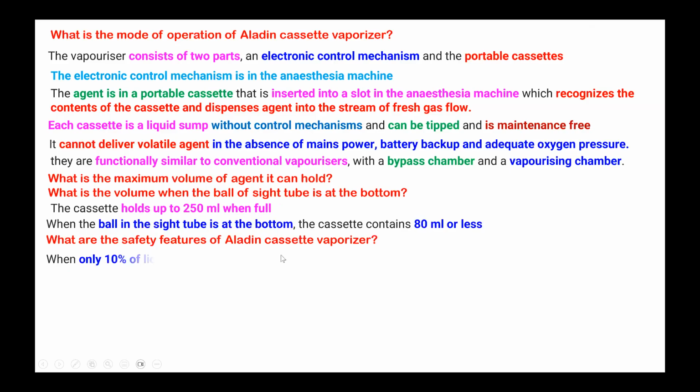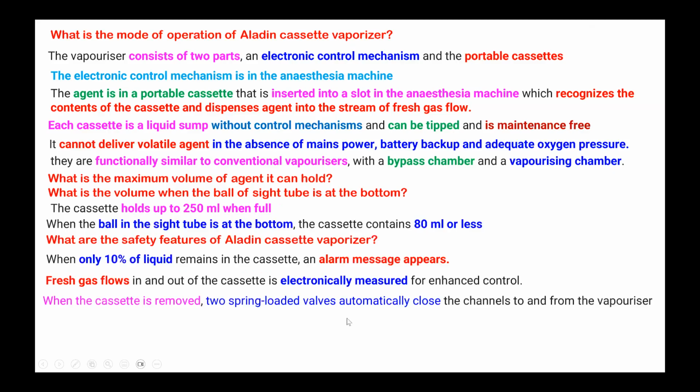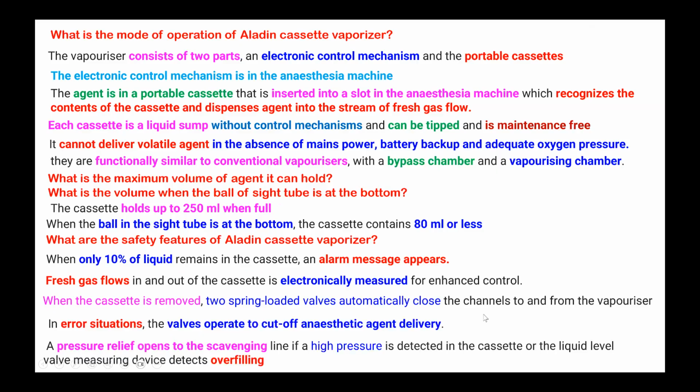Safety features of the Aladdin cassette vaporizer: when only 10% of the liquid remains in the cassette, an alarm message appears. The fresh gas in and out of the cassette is electronically measured for enhanced control. When the cassette is removed, two spring-loaded valves automatically close the channels to and from the vaporizer. In error situations, valves operate to cut off anesthetic agent delivery. And the pressure relief opens to the scavenging line if high pressure is detected in the cassette or the liquid level measuring device detects overfilling. All these are advantages.